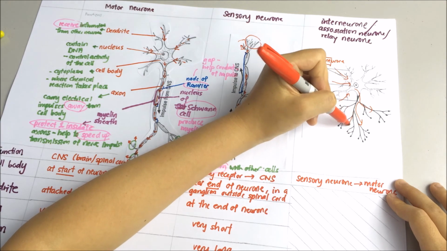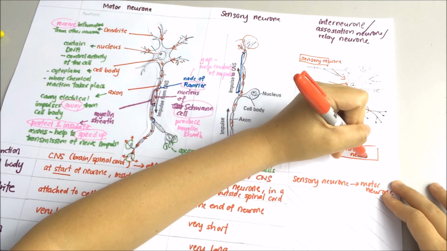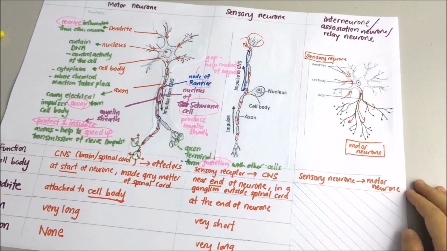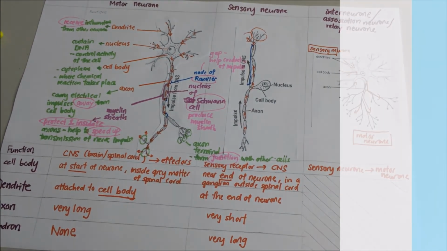Interneuron, inter means in between. So the interneuron is actually between the sensory neuron and the motor neuron. They are like the messenger between the afferent and also the efferent neuron.